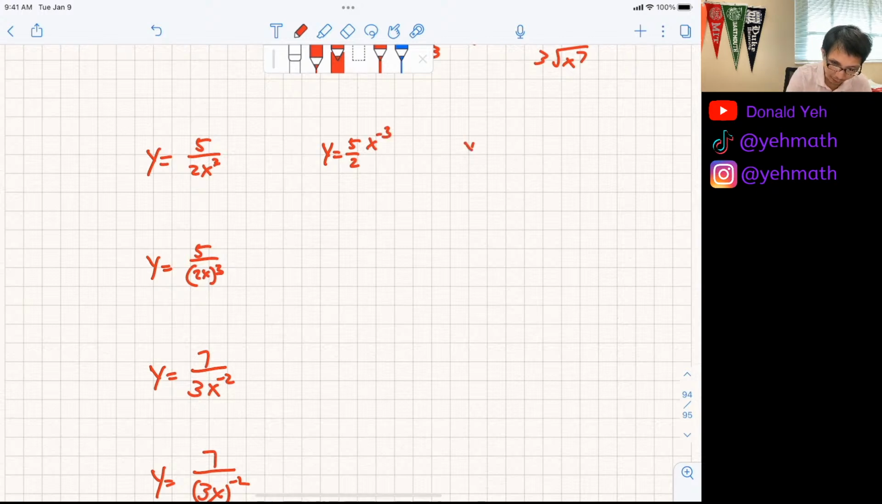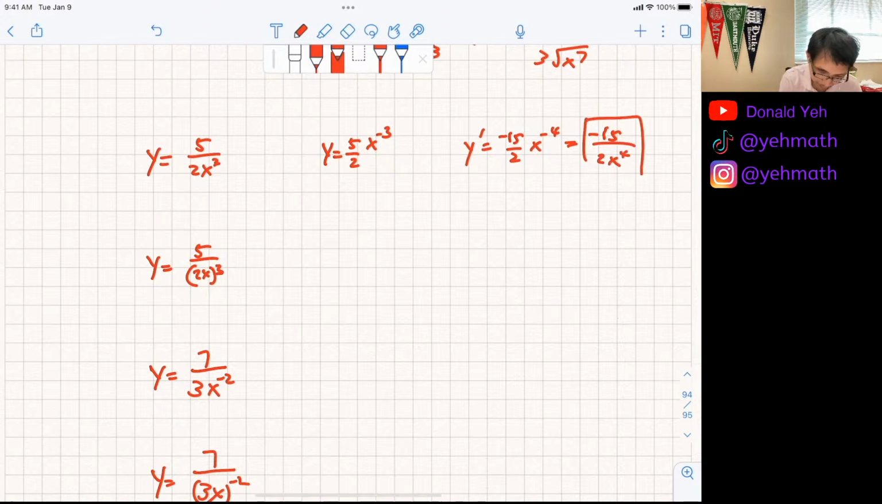Same thing, same difference. I haven't taken the derivative yet. And if I take a derivative, I'm gonna put a y prime here. So it'll be negative 15 over 2, x to the negative 4, or negative 15 over 2, x to the 4. Did you guys get it right? Is that okay? Because remember in algebra 1, it's preferred to have a positive exponent, so I put it underneath.